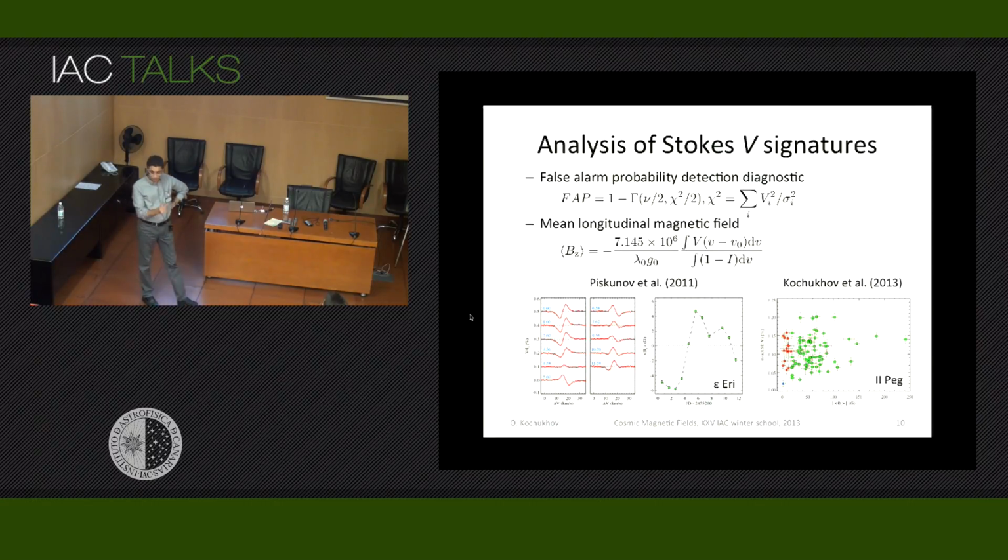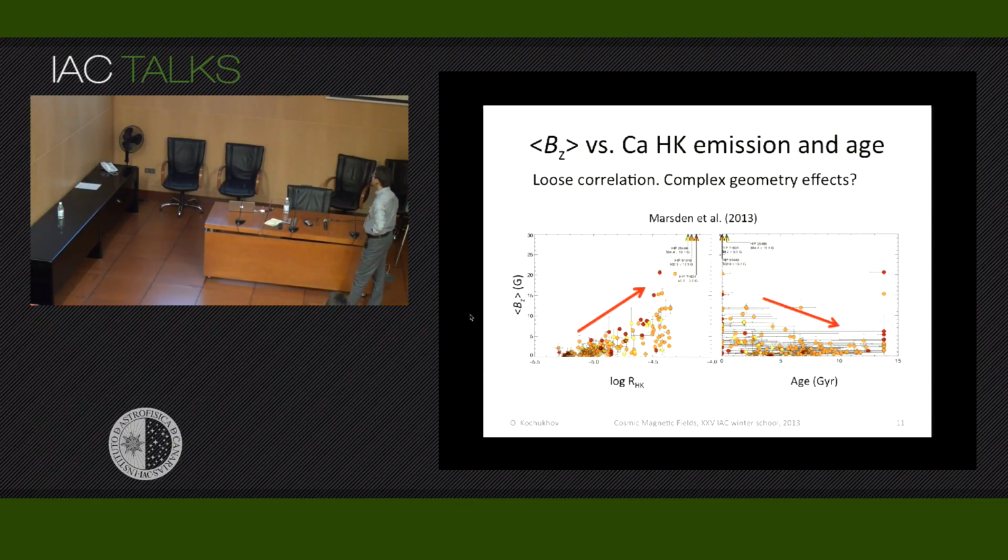Yeah, the star has a field which is not axisymmetric. It rotates and shows us different projections of this field. This is quite naturally explained, I think. We will see many more such examples for massive stars, which have oblique dipolar fields.